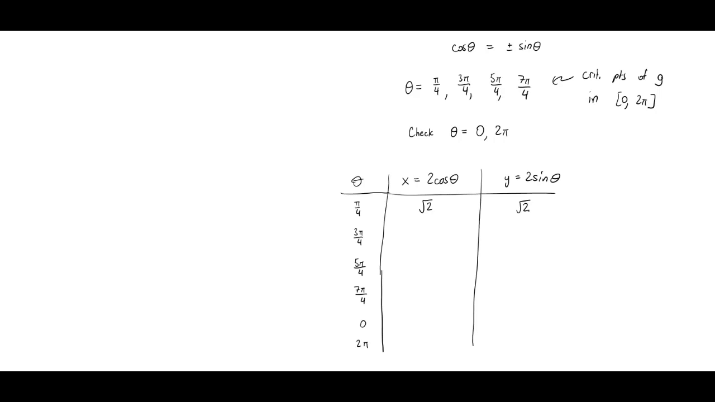At 3 pi over 4, cosine becomes negative, sine is still positive. At 5 pi over 4, they are both negative. At 7 pi over 4, cosine becomes positive, sine is negative. And then at 0, cosine of 0 is 1, sine of 0 is 0. And 2 pi is the same as 0, if you will, so I get the same point with that. Okay. So this gives me all of the critical points of f along the boundary.